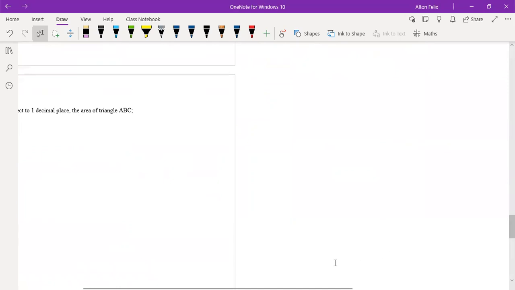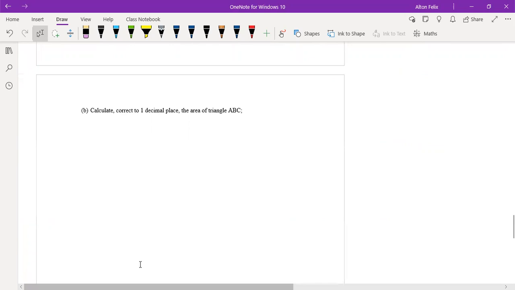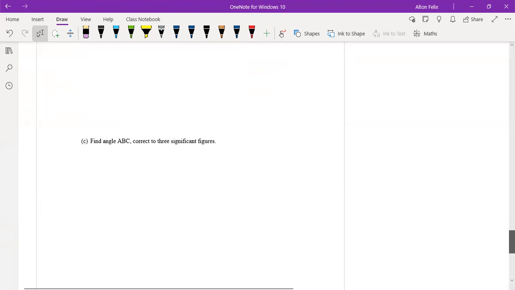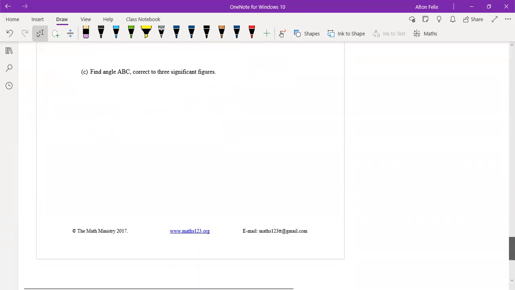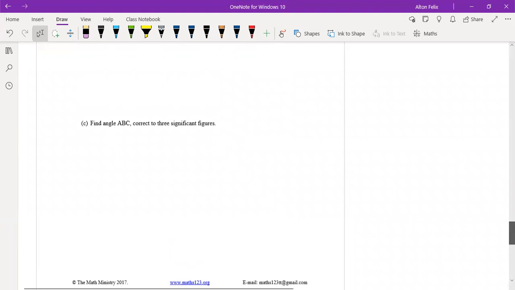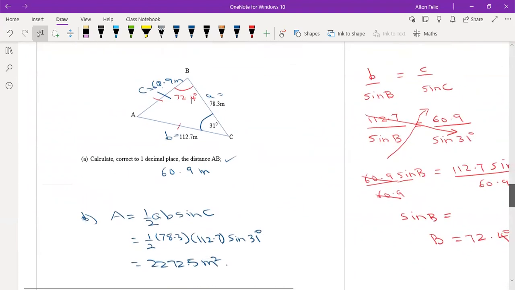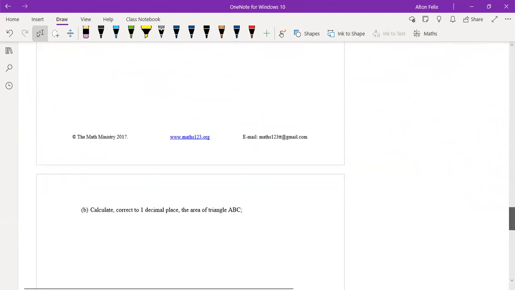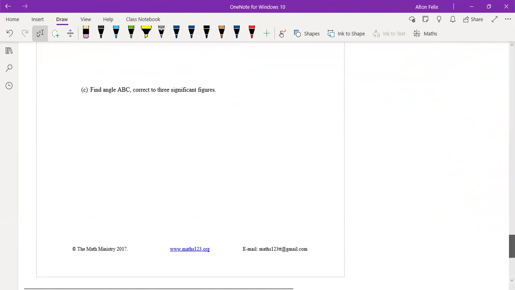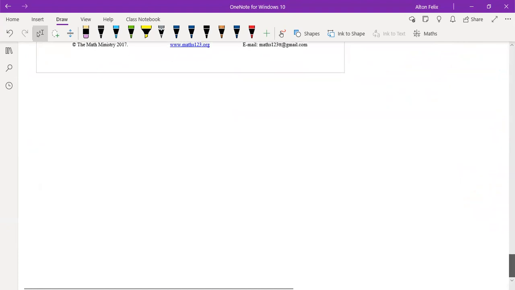So what does question number 3 ask us to do now? Right, so we just got the area, we got the angle. This is 3 significant figures, right? And that's what we did up here. 72.4, that's 3 significant figures. That's it. Only 2 questions.